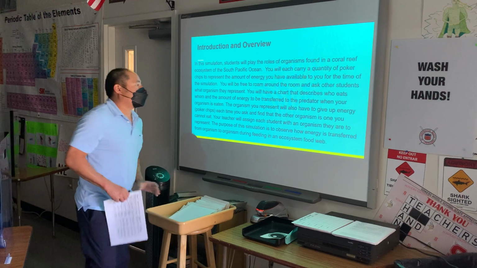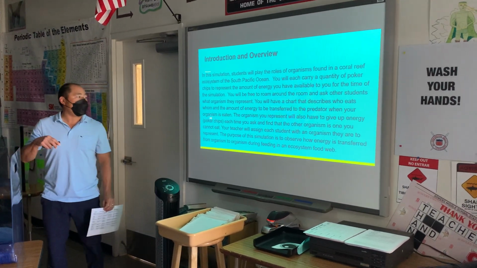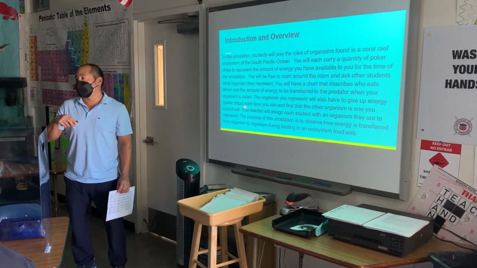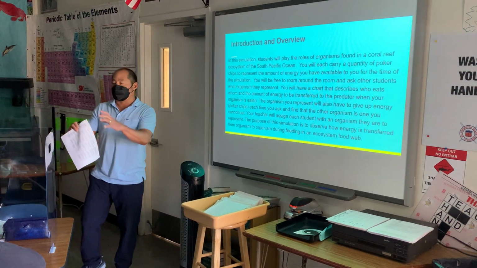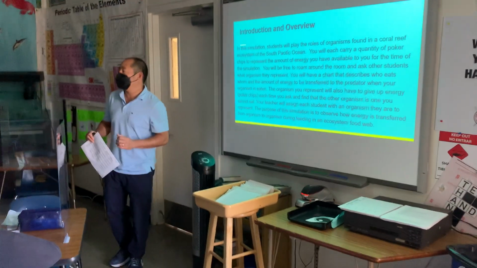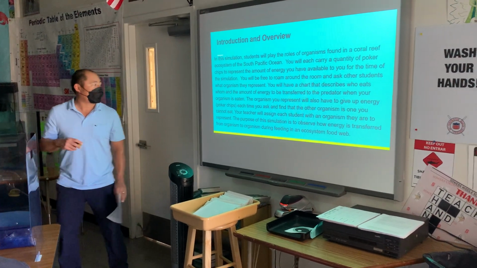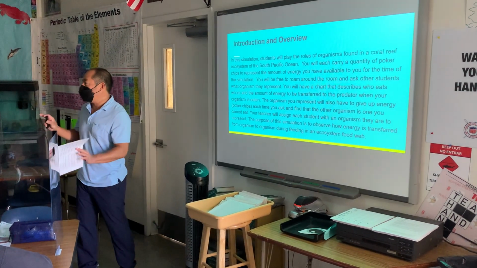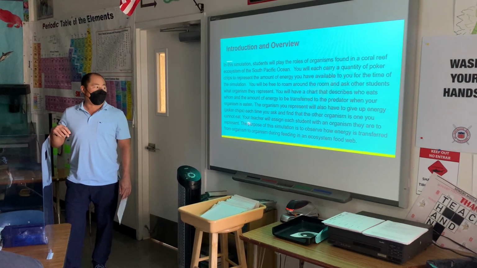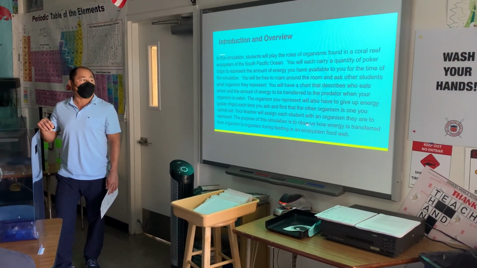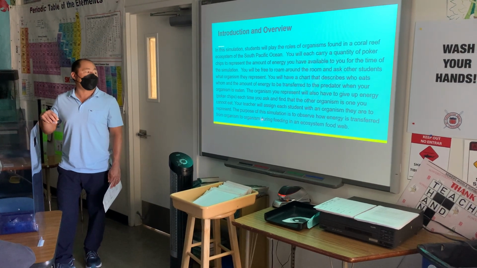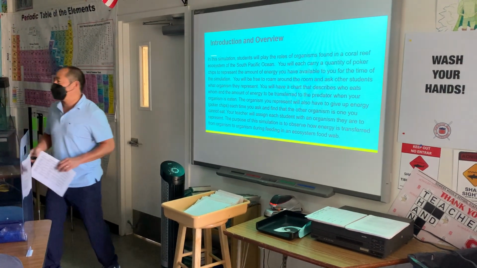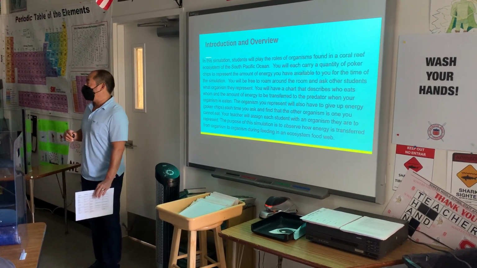The organism you represent will also have to give up energy in the form of poker chips each time you ask and find that the other organism is one you cannot eat. So if you try to eat somebody and you can't eat them, then you lose energy, and that's going to go into an energy loss container. Your teacher will assign each student an organism to represent, at random. The purpose of the simulation is to observe how energy is transferred from organism to organism during feeding in an ecosystem food web. So we're simulating a food web in action here. Any questions so far?